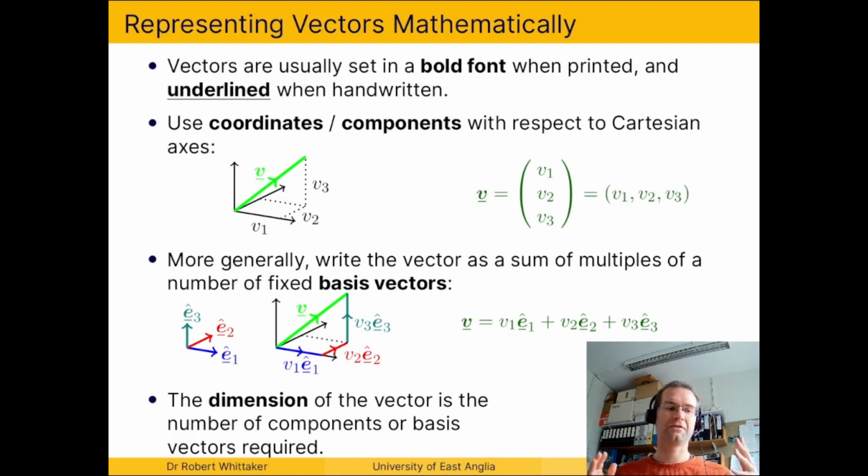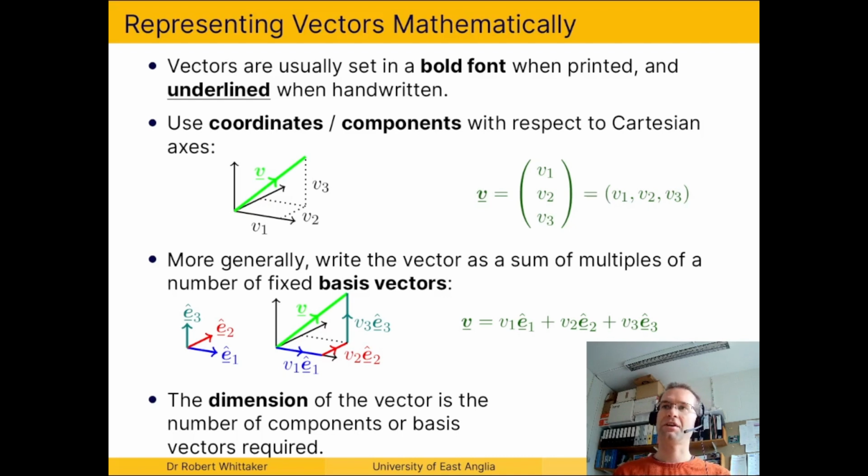So what we do is we take our physical vector and we say, well, how far along has it gone in the x direction? That's one component. How far in the y direction? How far in the z direction? And that gives us 3 components, and we then write them either in a column or a row to form a vector. More generally, you can think of a vector as being a sum of different multiples of a number of fixed vectors known as basis vectors.